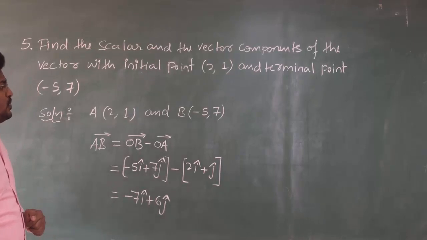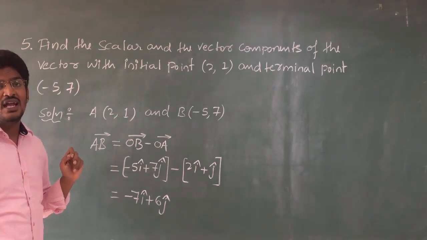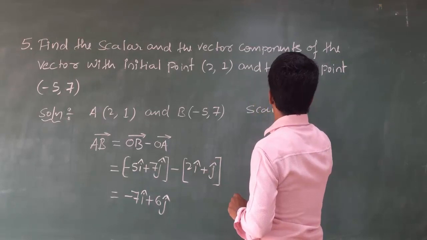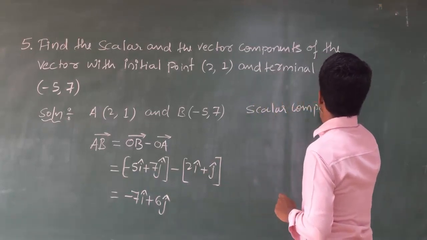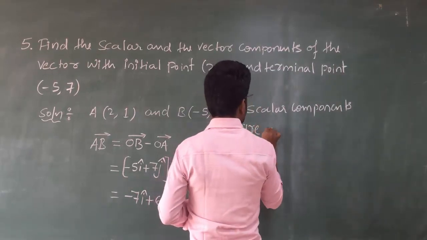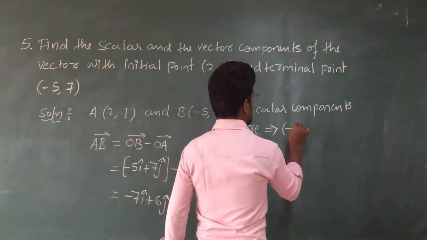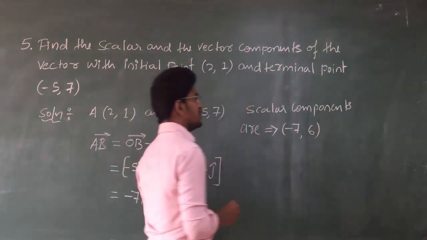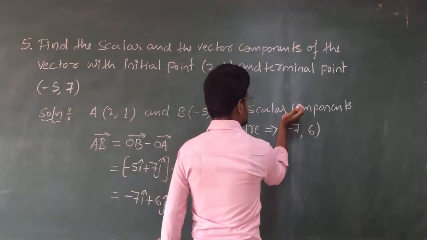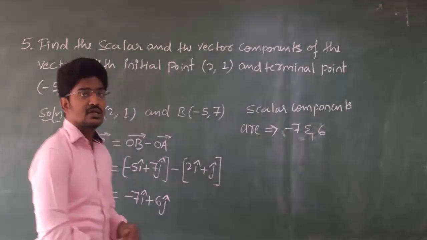So from vector AB, what are they asking? They are asking for the scalar component and vector component. Okay. So the scalar components are minus 7 and 6. That is minus 7, 6. Clear? These are the scalar components, or you can write it as minus 7 and 6. Clear?